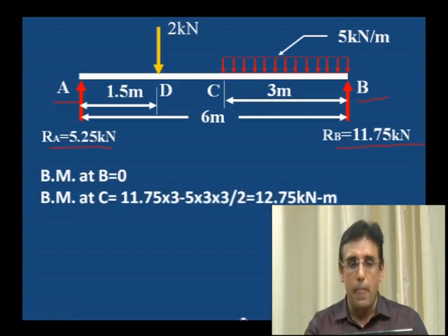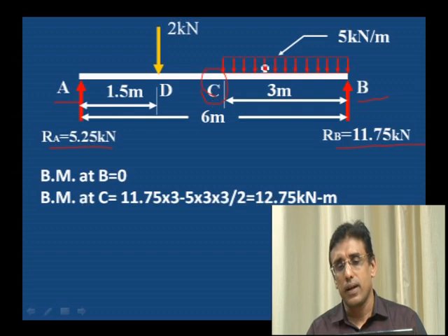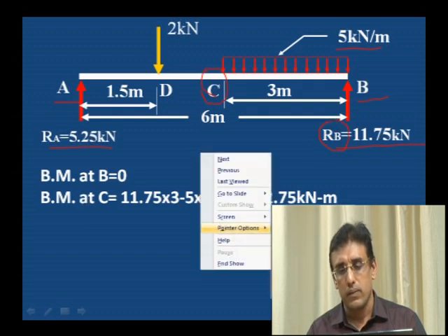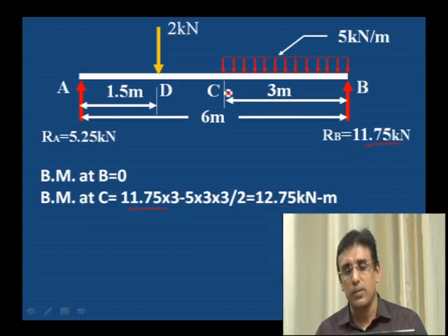Bending moment at C. On the right side of point C there are two loads: one is 5 kilonewton per meter, and one more load is the RB value. Okay, 11.75 is the load, into the distance from C to B, which is 3 meter. 11.75 into 3 is an anti-clockwise movement, that is why it is considered positive.